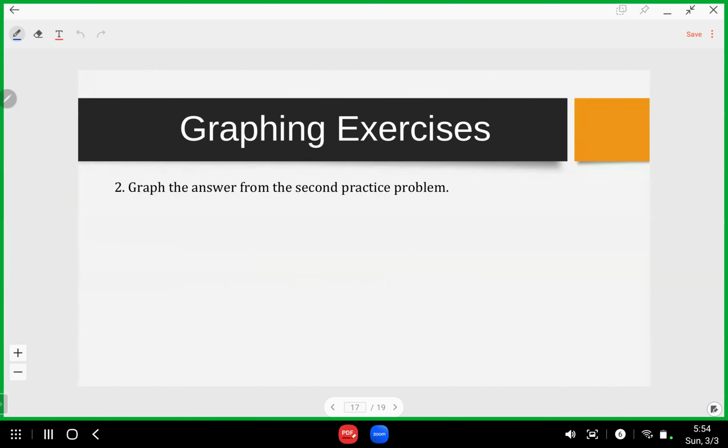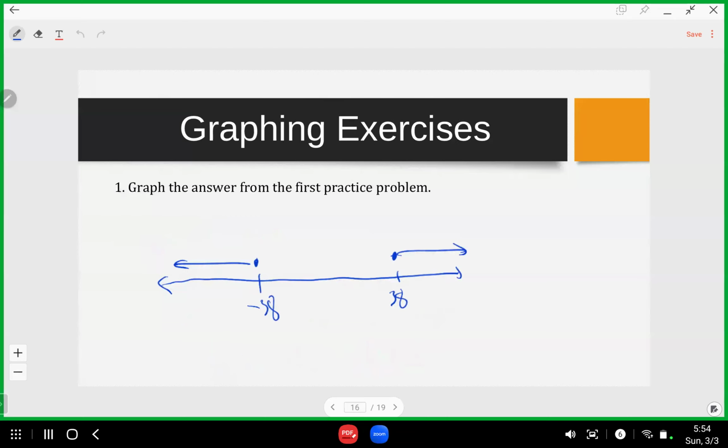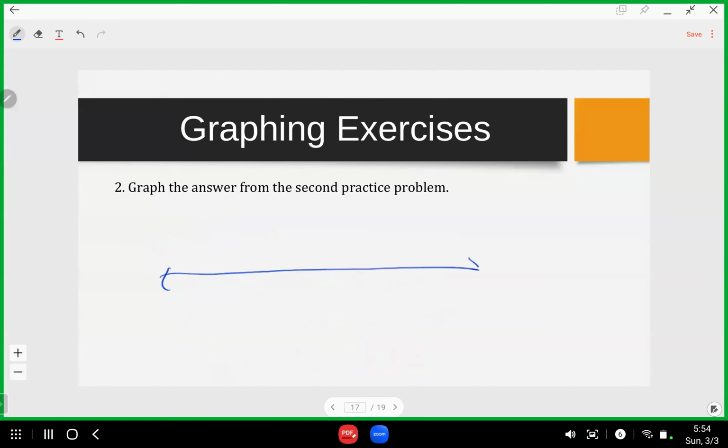Now, graph the answer from the second practice problem. Okay. We have negative infinity to -13, 17 to infinity. So we have a closed circle this time. Again, it's an or inequality. So we're going to have these two arrows pointing away.